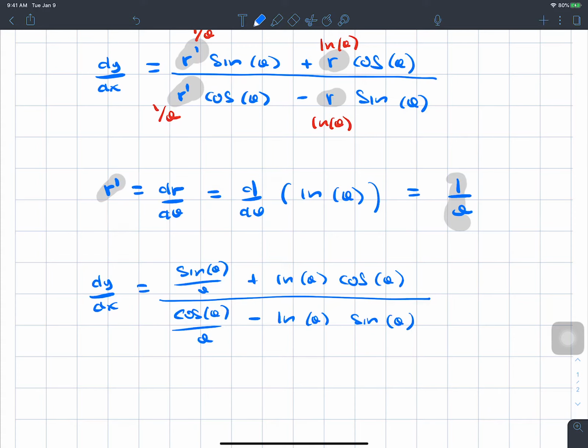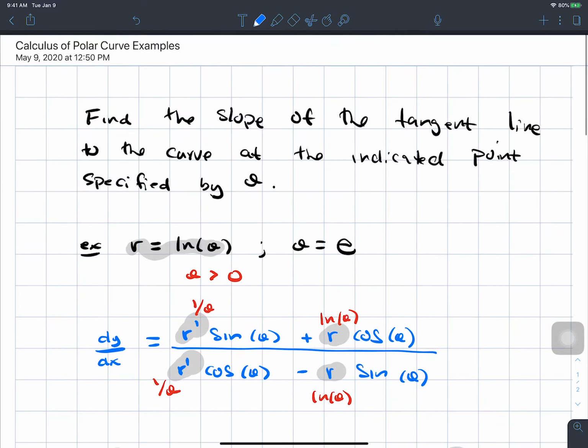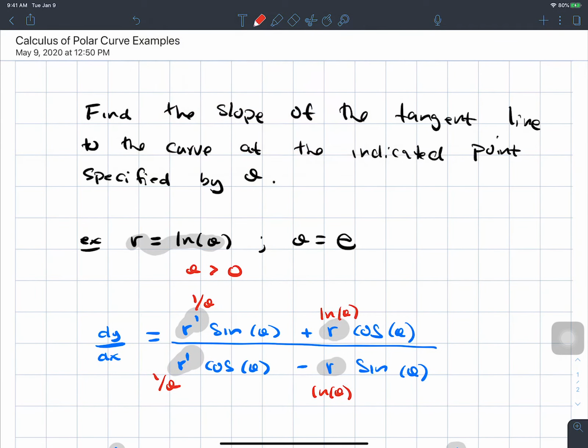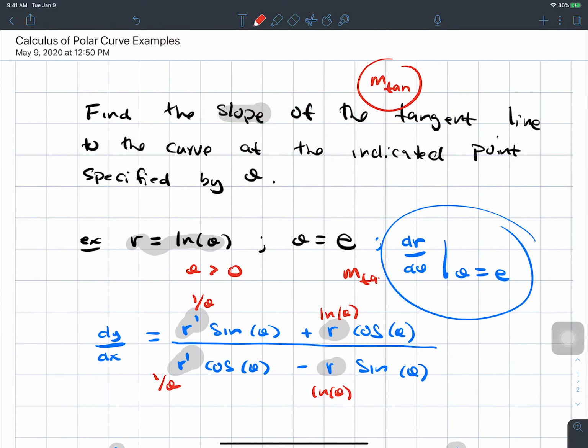This is dy/dx. But they want to find the slope of the tangent line. Now this here, if you remember, is the slope. That's m tangent, because they want the slope of the tangent line. M tangent, in this case, is dr/d theta evaluated where theta is e. So this here is the definition of that m tangent.